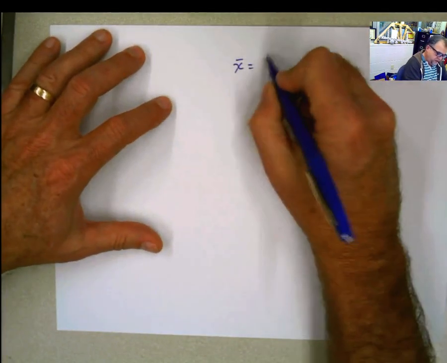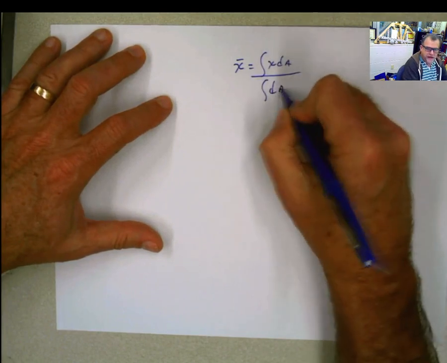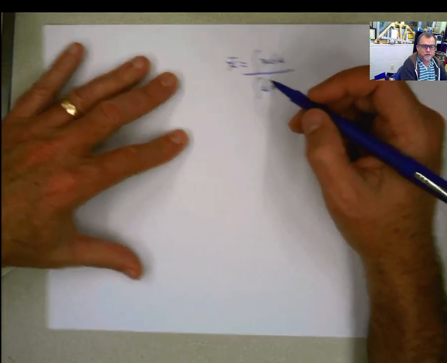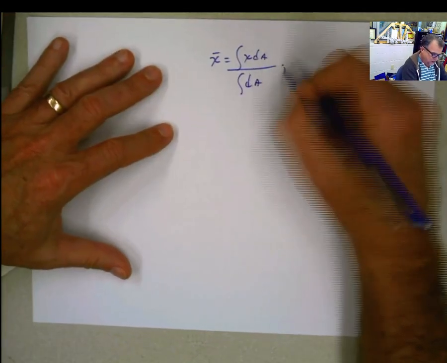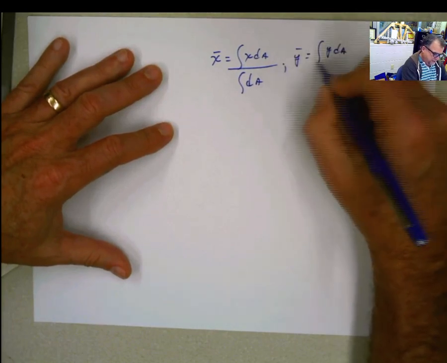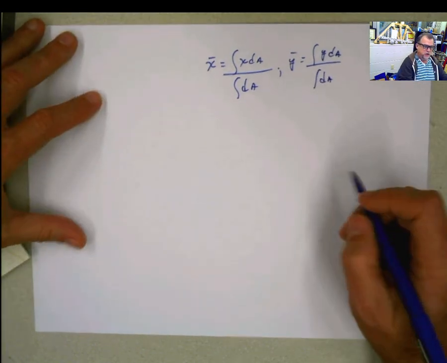x bar was going to be the integral of x dA divided by the integral of dA. And I say, well, if you know what the integral of dA is, for me at least, I don't know for your professor, but for me, you can put the area if you know it. And y bar is going to be the integral of y dA divided by the integral of dA. And that's perfect. And that works beautifully. And we show a couple of examples also.